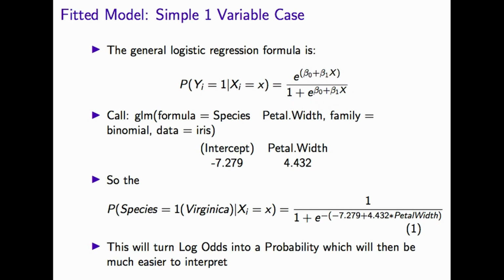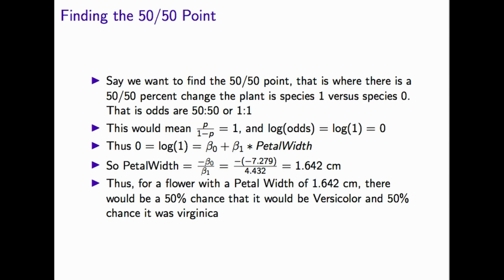Just for fun, we wanted to find the 50-50 point using our data set. What this means is we wanted to find the point where the odds of the plant being versicolor or virginica would be 50-50, or percentage would be 50-50.